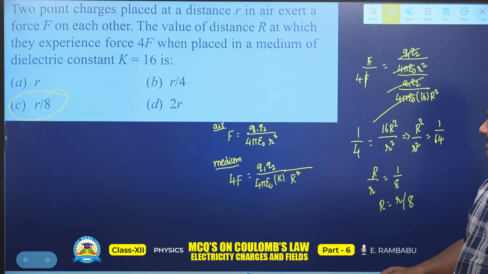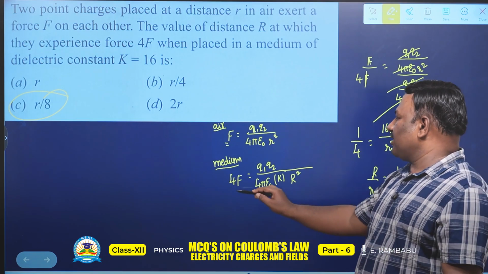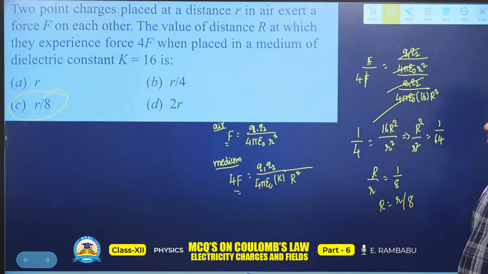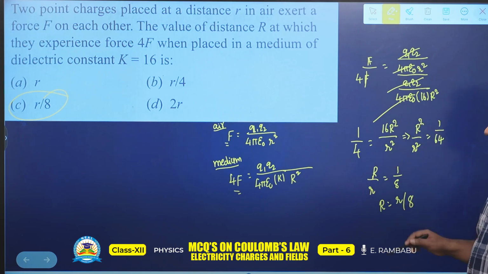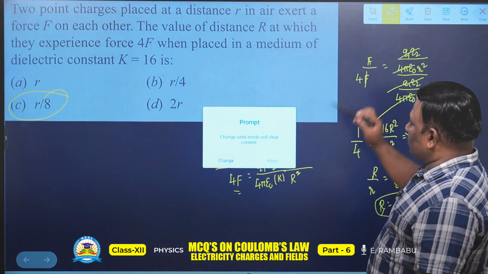So for that, here is the given condition. The force in air is F, the force in the medium is 4F, whereas the distance is capital R in the medium and small r is the distance in the air. So by using Coulomb's law and taking the ratio of the two forces, you will get the relation between the distance in the medium and the distance in free space. And next question.